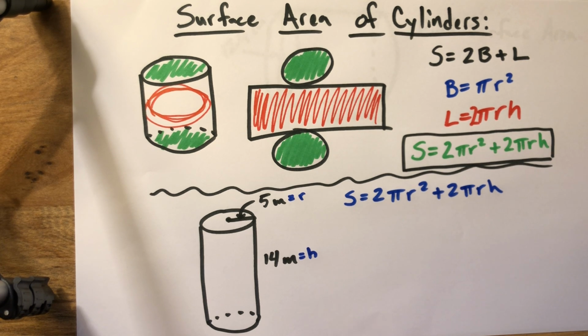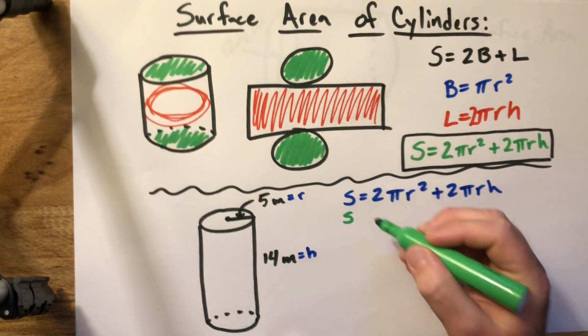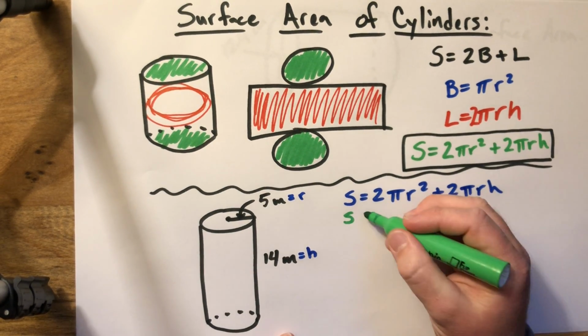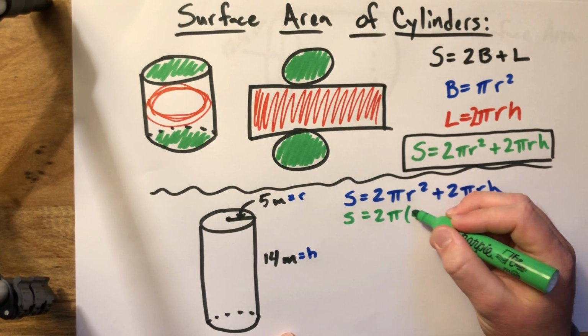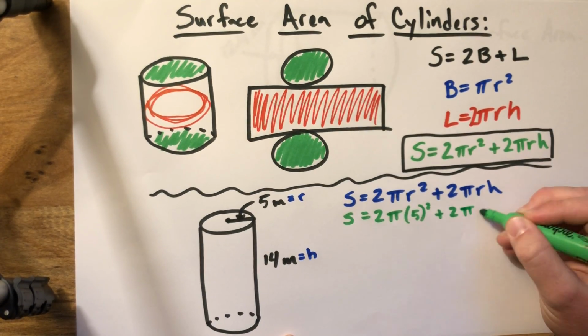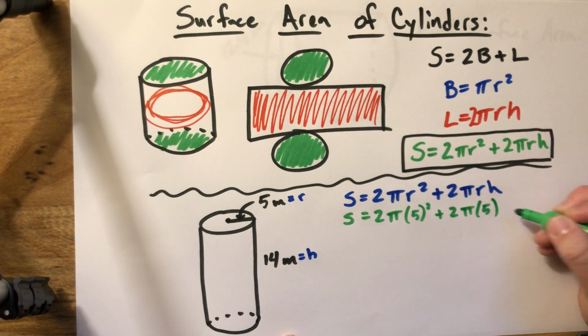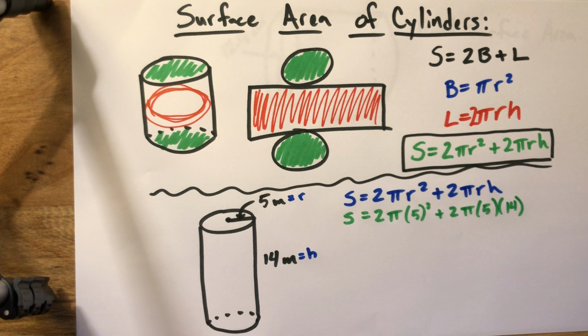We're going to go next at substitution. So substitute 2 times pi times radius, 5 squared, plus 2 times pi times radius, which is 5, times height, which is 14. Now that's all substituted out. It looks even a little bit worse than just the formula with the numbers in there. But really the hard part is over with. We've identified, we've substituted, now we just need to solve it out.